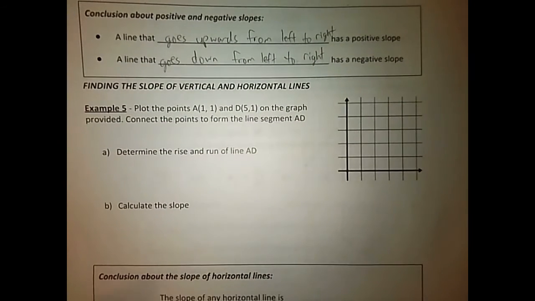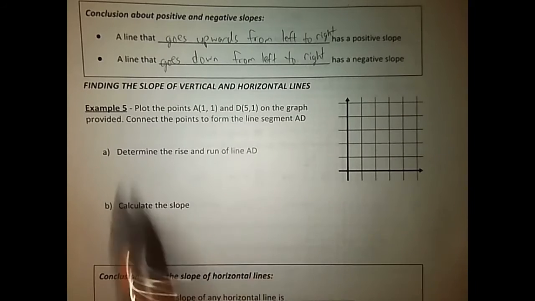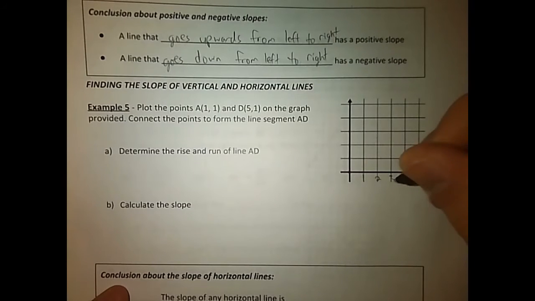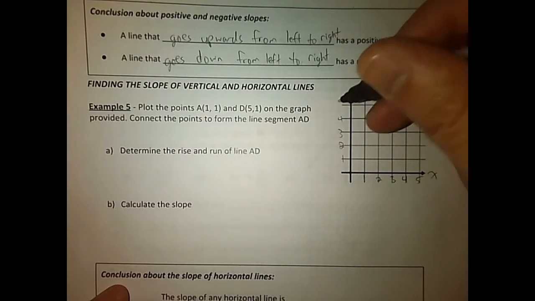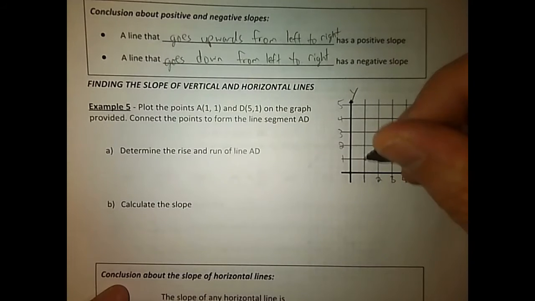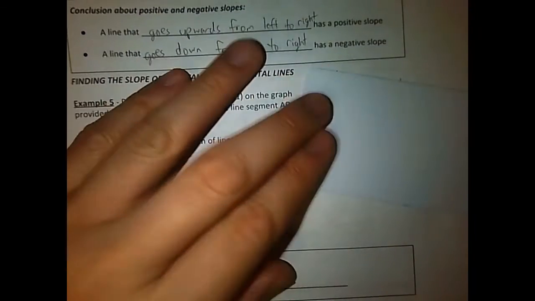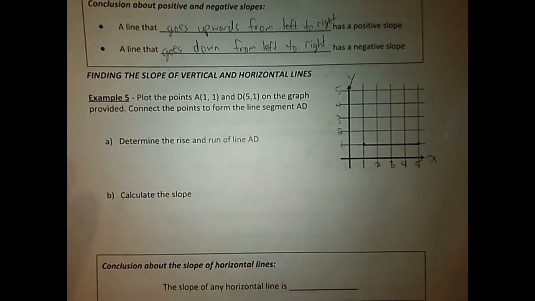So we're going to find the slope of a vertical and a horizontal line. So example 5 says plot the points A, 1, 1 and D, 5, 1 on the graph provided, then connect the points to form the line segment AD. So I'm going to just label these 1, 2, 3, 4, 5. This is the x-axis, this is the y-axis. Y-axis going up and down, x-axis going left and right. Then I go 1, 2, 3, 4, 5 here. So I'm going to plot these points, 1, 1, 5, 1, and then I could get something with a straight edge and join these together. So this is called AD.